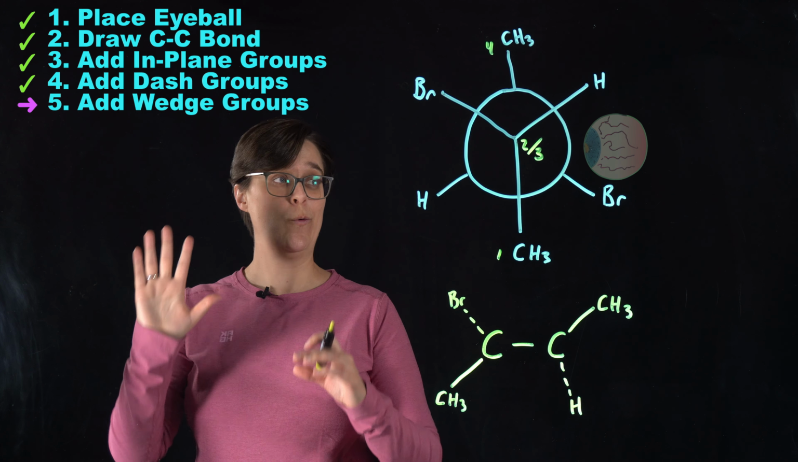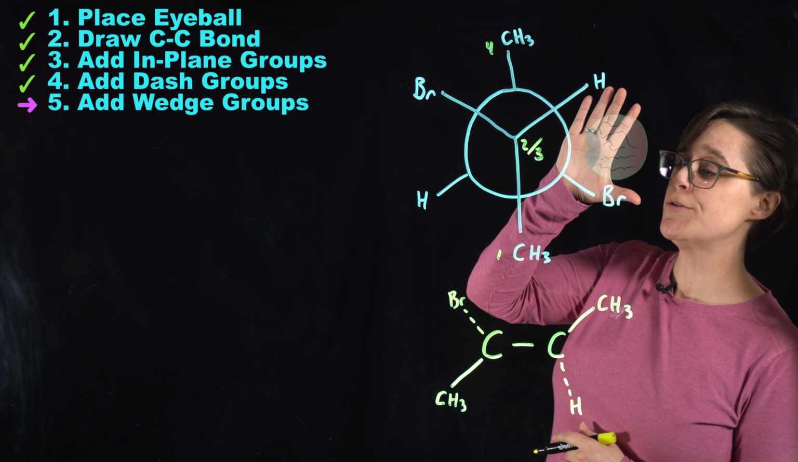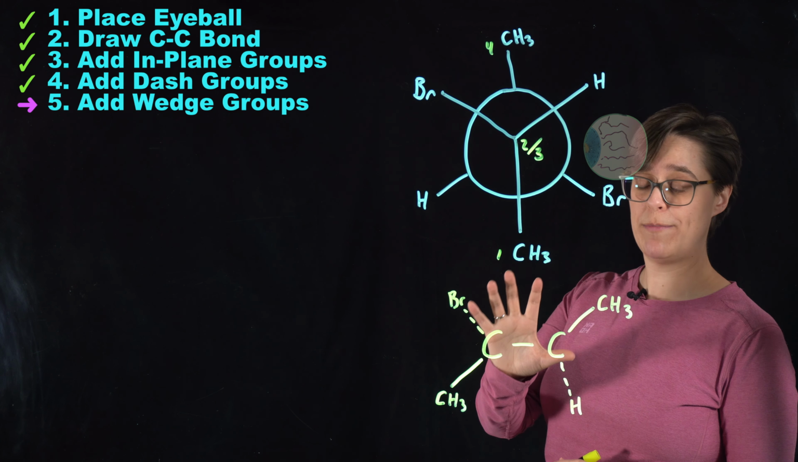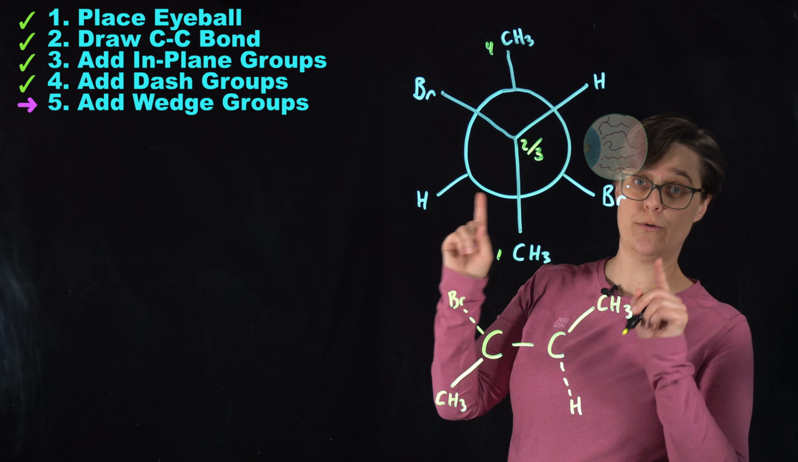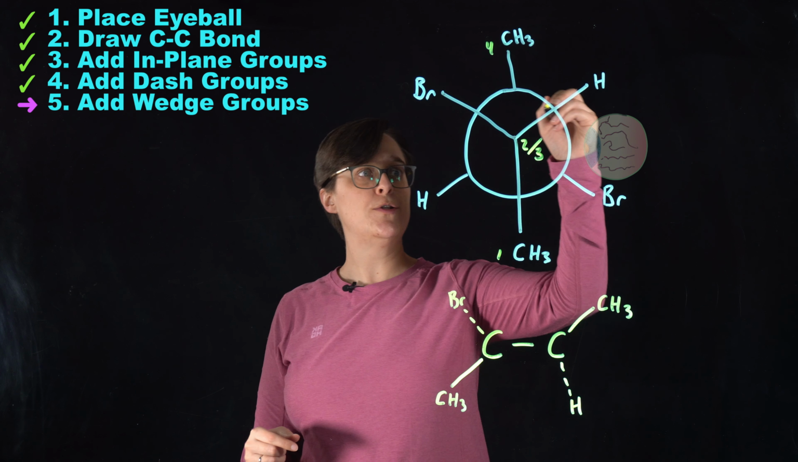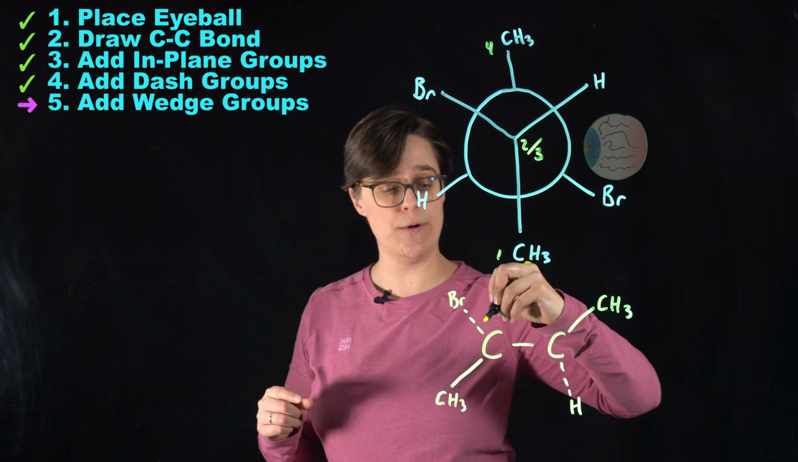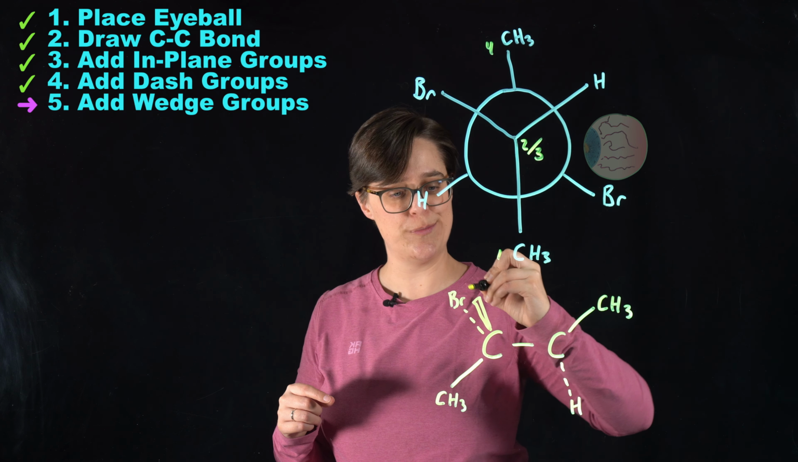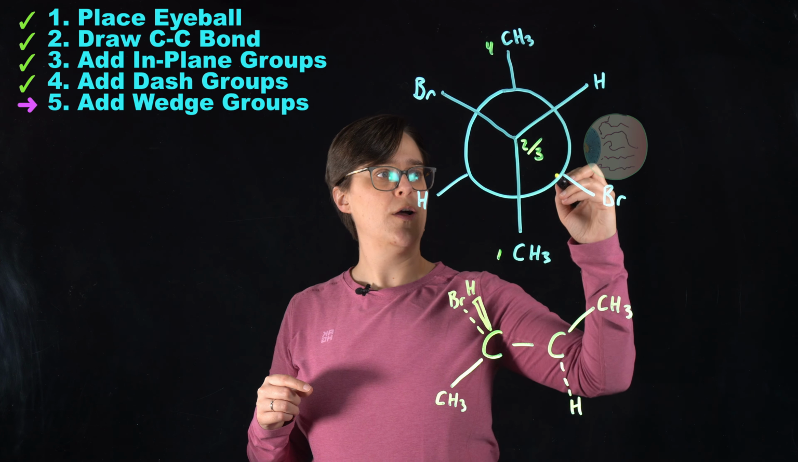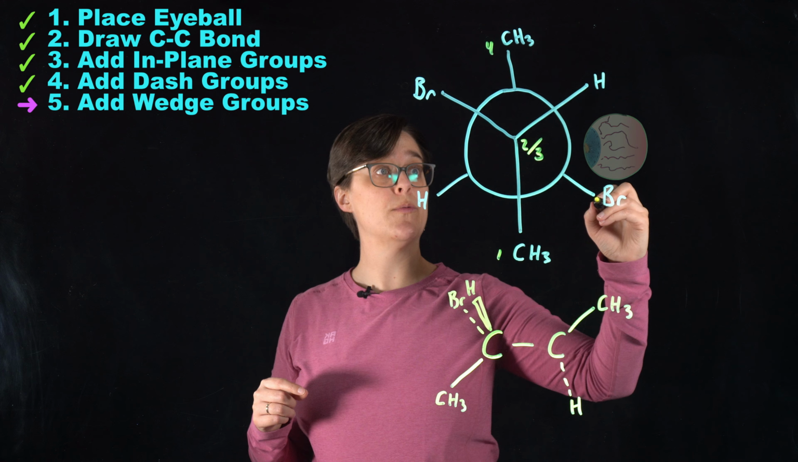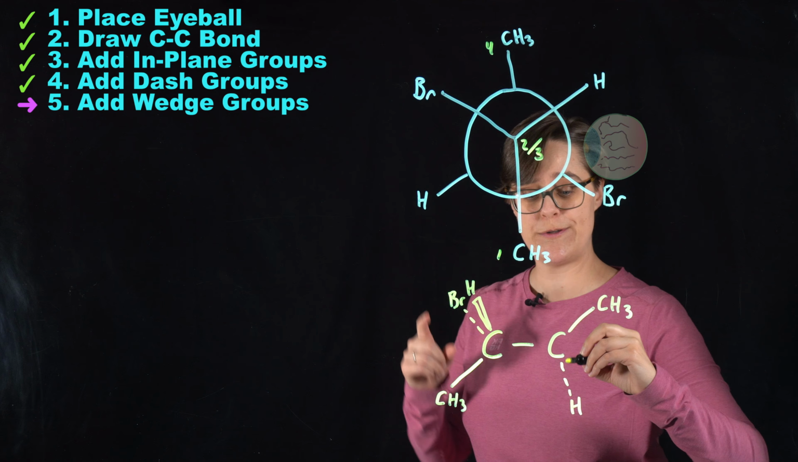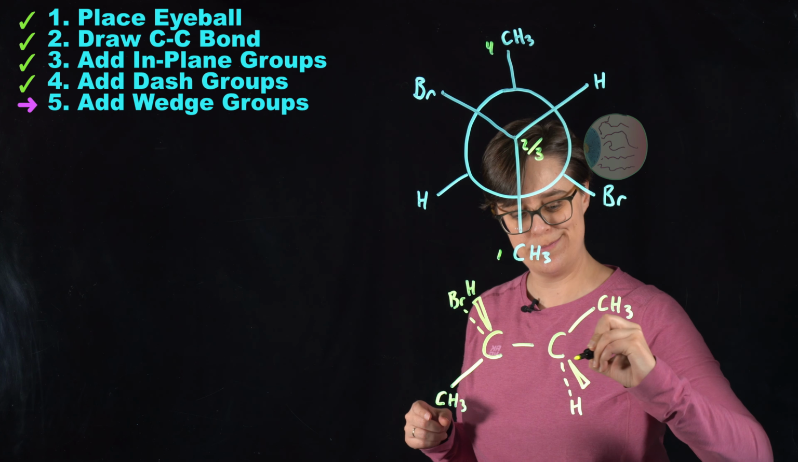Step 5, we need to take those groups that are closer to your eye and add them to your perspective formula on wedges. Those are coming towards you. So carbon 2 in the front has a hydrogen coming towards you, so that's going to be on a wedge. Carbon 3 in the back has a bromine coming towards you, so that is on our wedge.